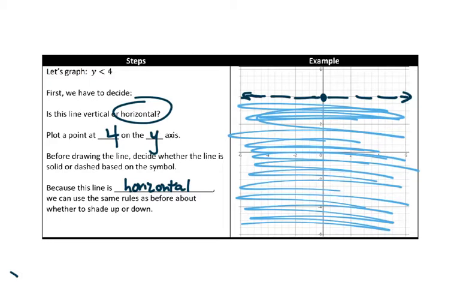So again, the rules are: decide if it's vertical or horizontal, plot the point at the number on the axis that goes with the letter, then draw in the line, make sure it's dashed or solid based on the sign, and shade appropriately.